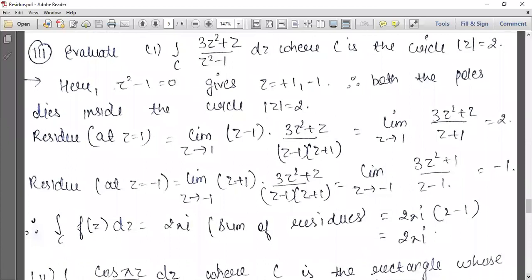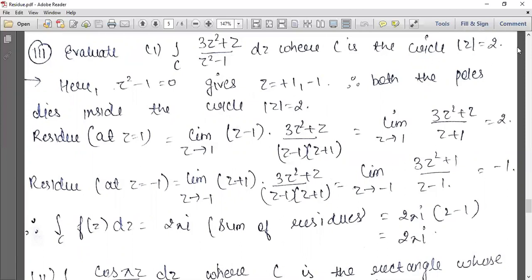Okay. Let's see a few more examples. So first example is integral over c of 3 z square plus z divided by z square minus 1 dz, where c is a circle modulus z equal to 2. So first my function is 3z square plus z divided by z square minus 1. To find the poles, put denominator equal to 0. So this will give you z equal to plus minus 1 and they both are simple poles.